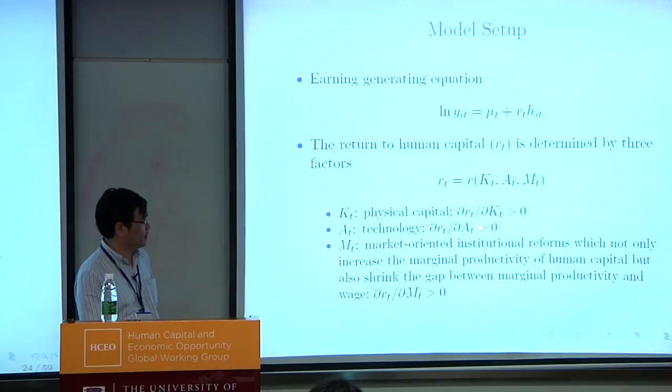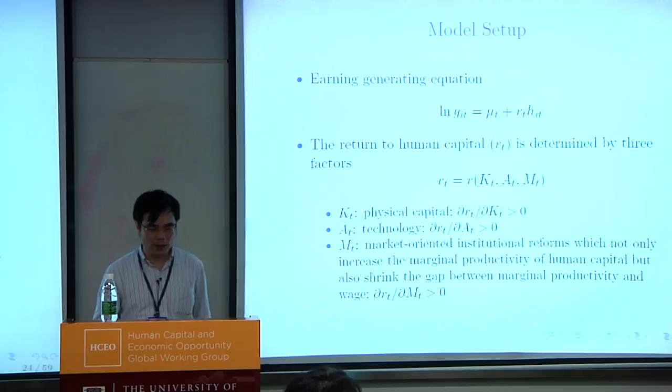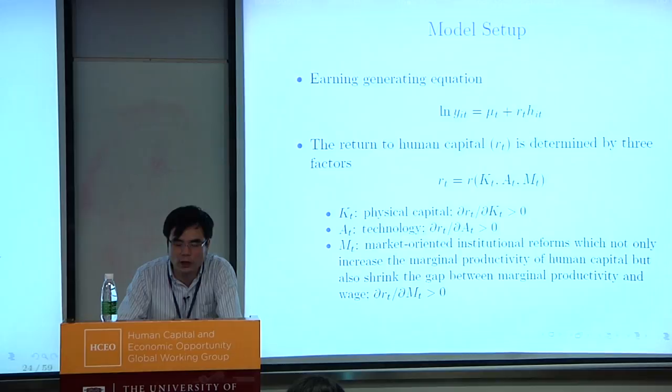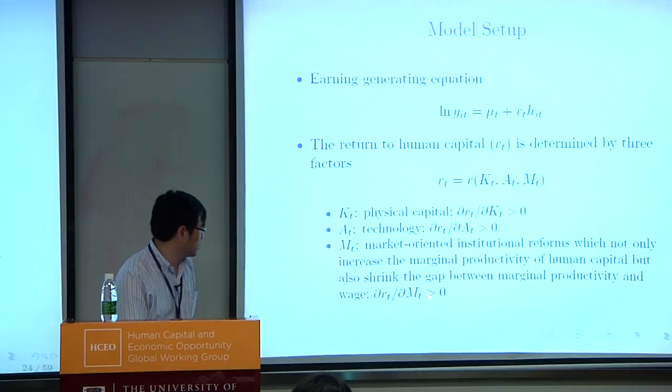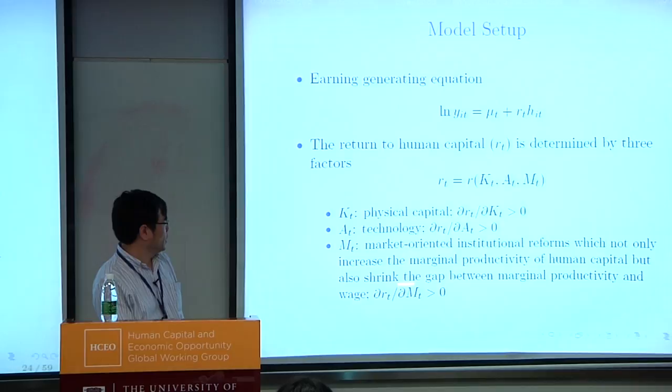And M_t is the main new thing here. M_t is what we call the market-oriented institutional reform, which not only increases the marginal productivity of human capital, but also shrinks the gap between marginal productivity and wage. Anyway, M covers all the reform factors we think are productivity enhancing.